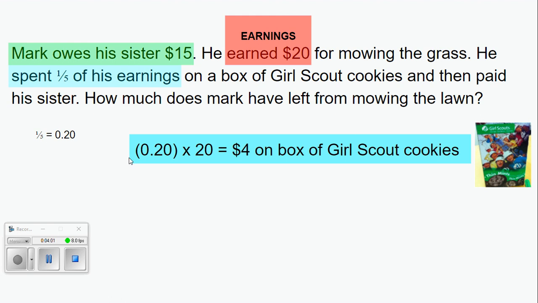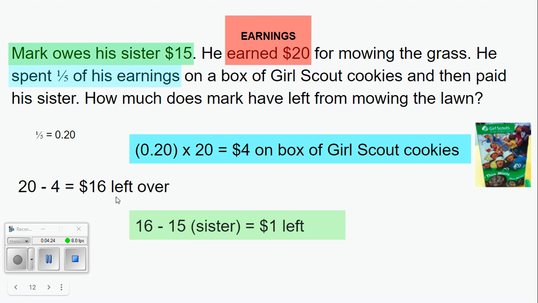Now we know a fifth is 20%, and he made $20 mowing the lawn. So a fifth of that means he spent only $4 on a box of Girl Scout cookies. And a lot of you know that. Most boxes around here are like $4 for a box of cookies. So he spent a fifth of his money, or $4, on cookies, which means from mowing the lawn, he has $16 left over.